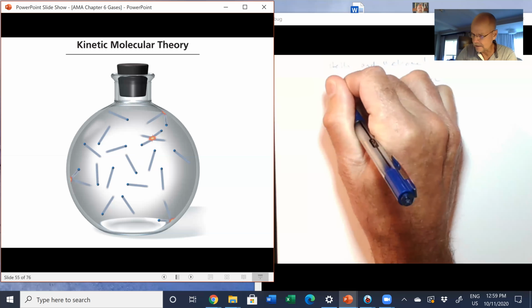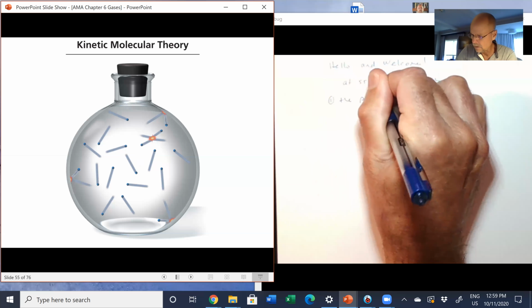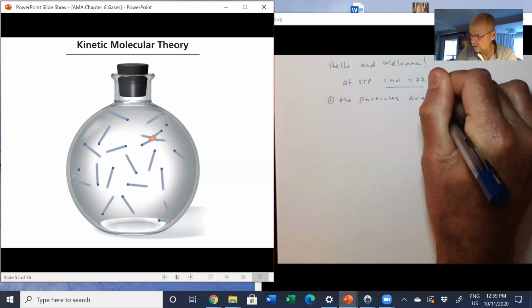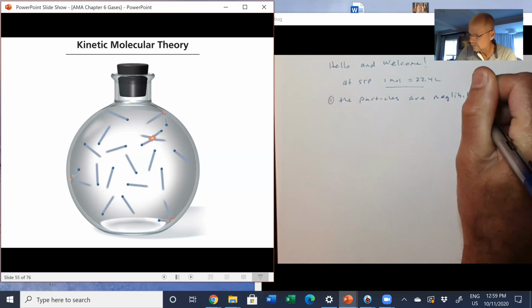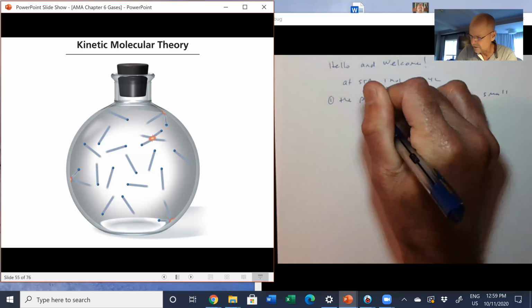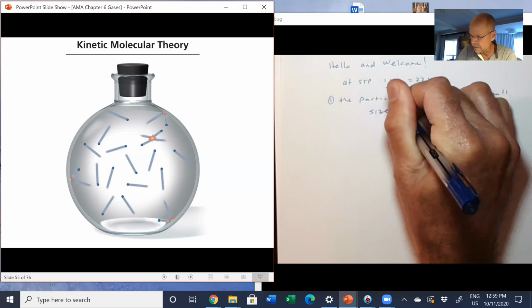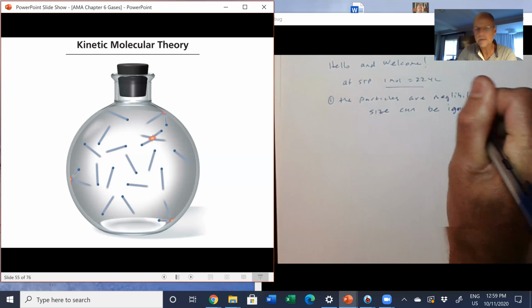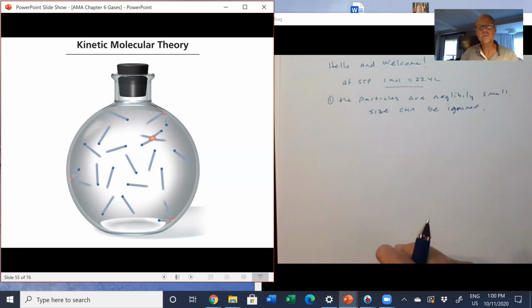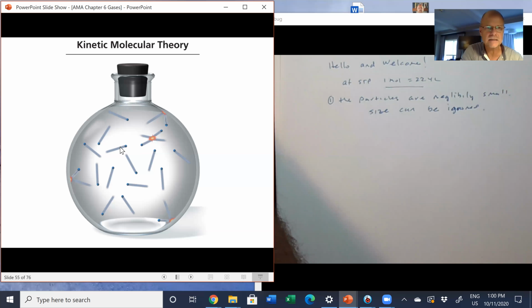The first one is that the particles are negligibly small. In other words, their size can be ignored, so we just think of them as point particles. And the reason we can do that for a gas is because the volume of an atom is so small compared to the space between atoms in the gas phase that you can ignore the volume of the individual atoms.